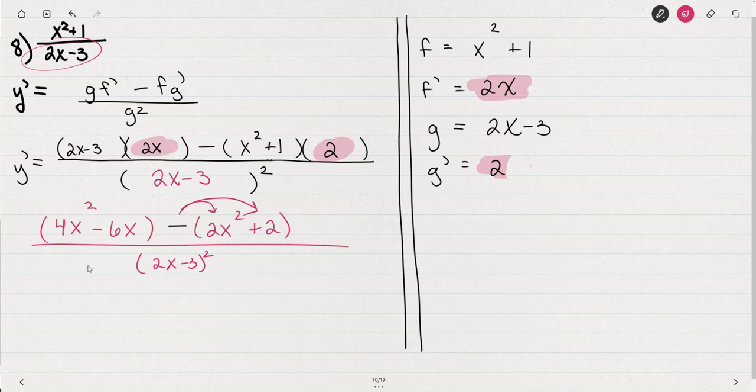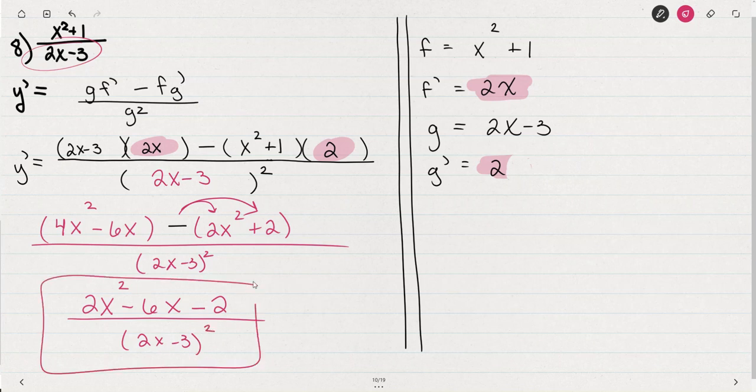So we have 4x squared minus 2x squared is 2x squared, minus 6x minus 2, all over 2x minus 3 squared. And that's the derivative using the quotient rule.